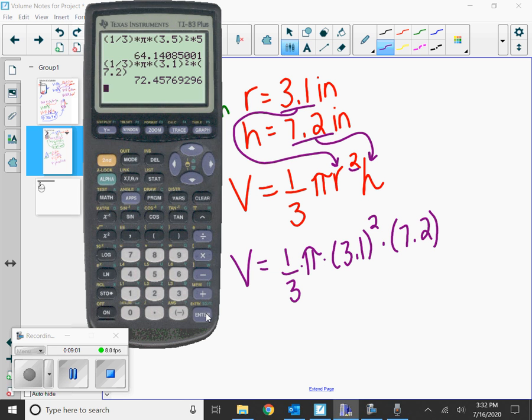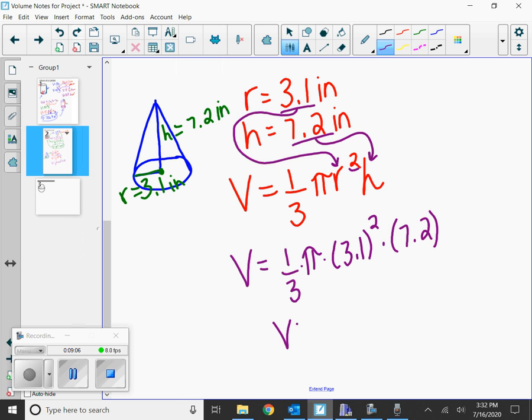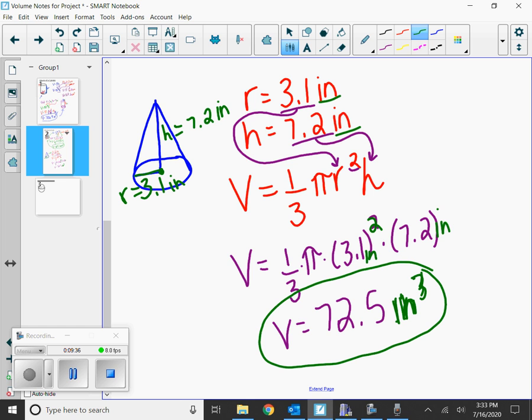So we have 72.5 if we round to the nearest tenth. So let's write that. Our volume equals 72.5. And again, we actually did have units this time. We had inches. Remember, we plug in our inches. Those inches are then squared, so that gives us 2 of them. But then also 7.2 is another set of inches. So we have inches cubed. And that is how you find the volume of a cone.